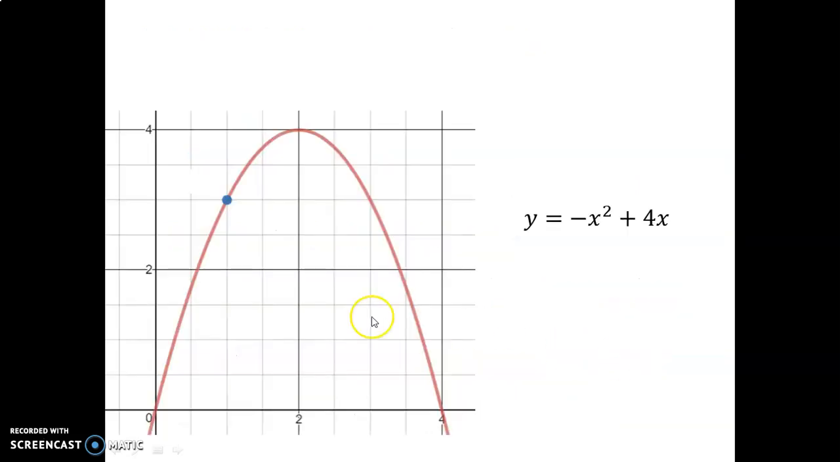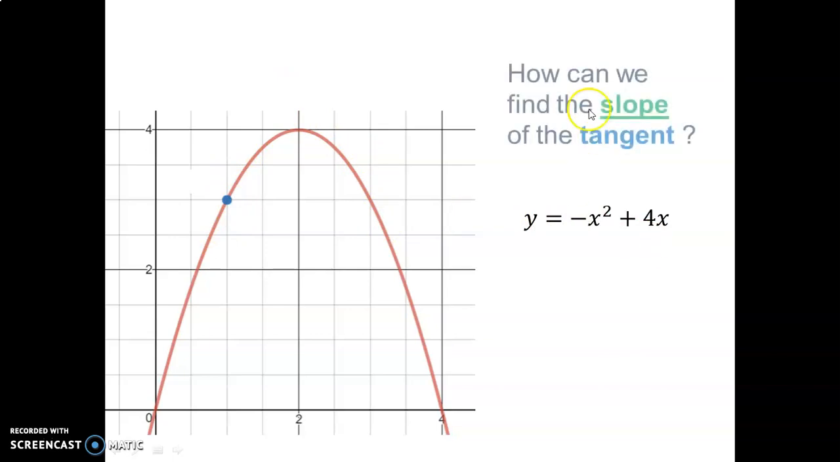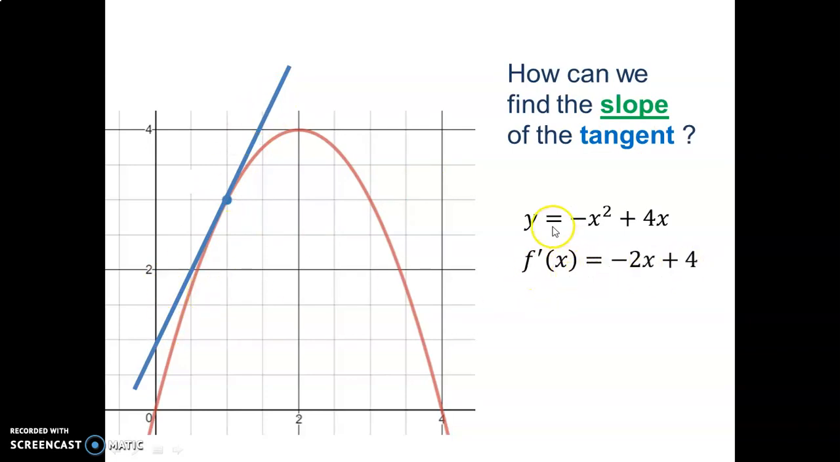All right, so here's our first example. We have a parabola here, concave down, and we're going to find something at this point. So here's our equation. How can we find the slope of the tangent line? Let's say we want the slope of this tangent line. Well, I hope you're answering, we just find the derivative. So I found the derivative of that one, and it's here.